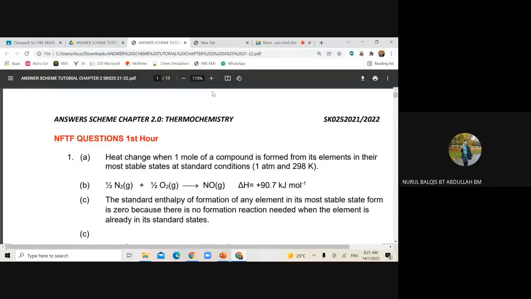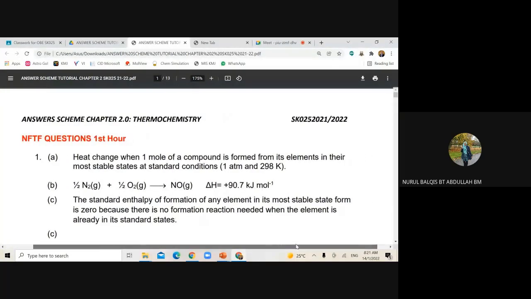The standard enthalpy of formations of any element in its most stable state form is 0 because there is no formations reactions needed when the element is already in its standard states. Macam saya cakap semalam lah, bila dia dah sangat stabil, dia tak perlu bother untuk release or absorb. Bila kita sebut release or absorb, dia perlu buat something. That something belongs to bond breaking or bond forming lah. Okay, ni ayat yang proper dia. No formations reactions needed when the element is already in its standard state.